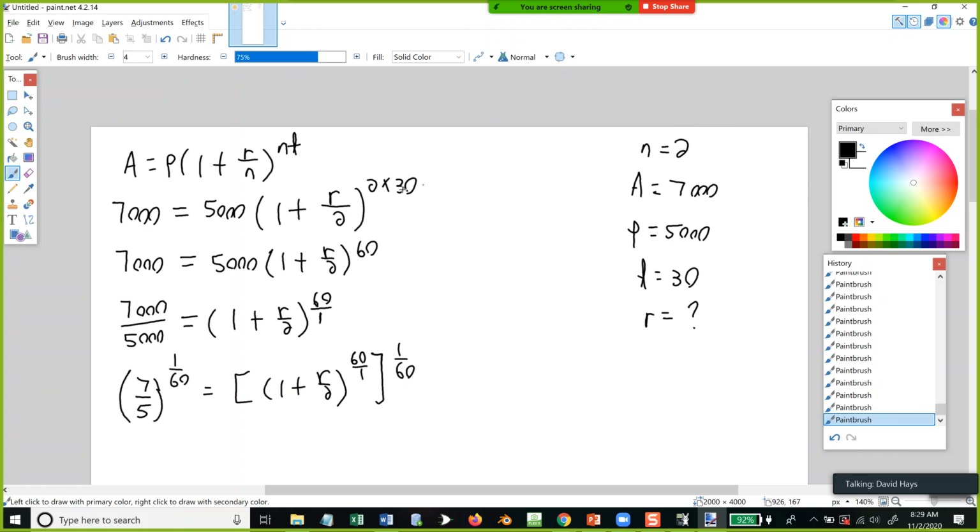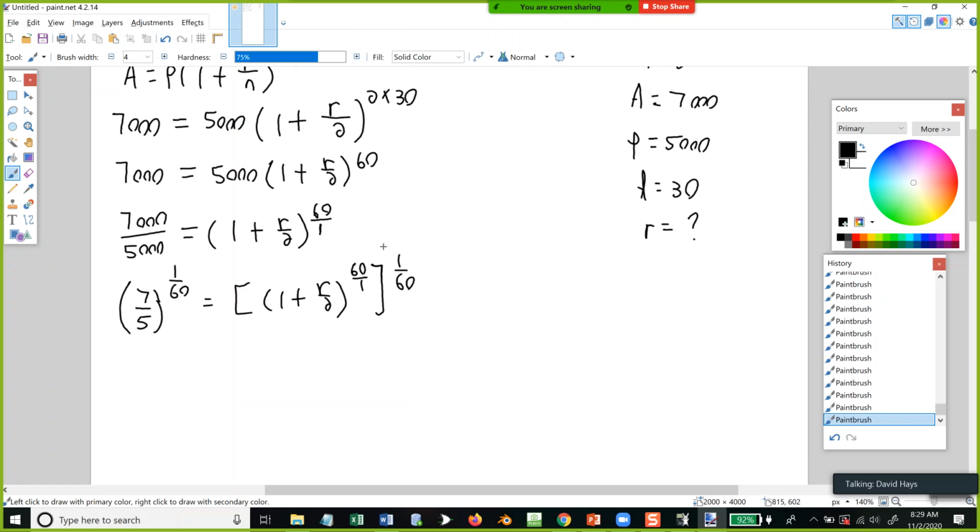Normally, if we had an even power to begin with, we would worry about putting a plus or minus on the other side. But since we're dealing with rate, a negative rate doesn't make much sense. Now, when I raise it to the reciprocal over here, the 60s would cancel and the 1s would cancel. And we'd be left with 1 plus R over 2.